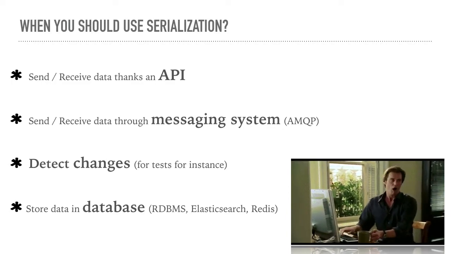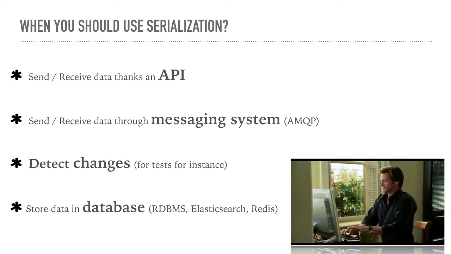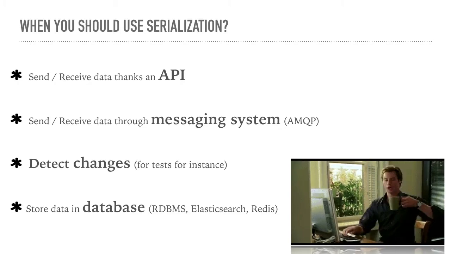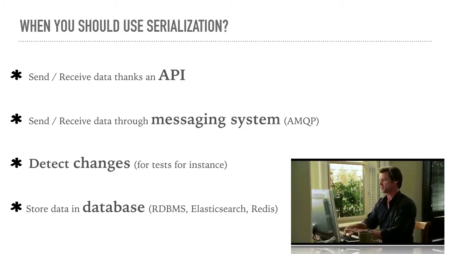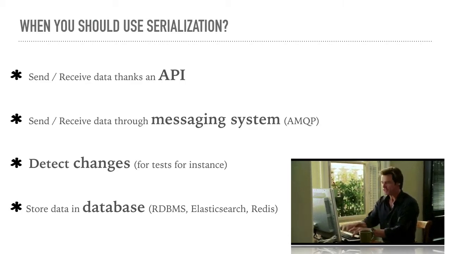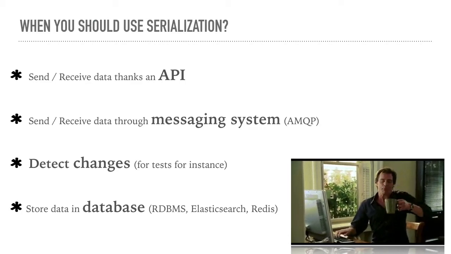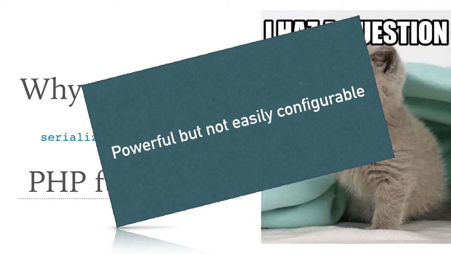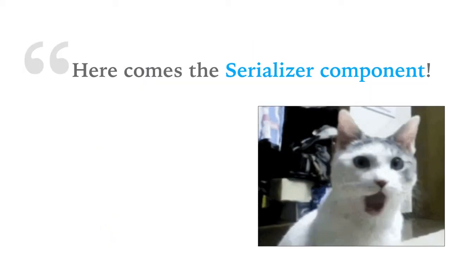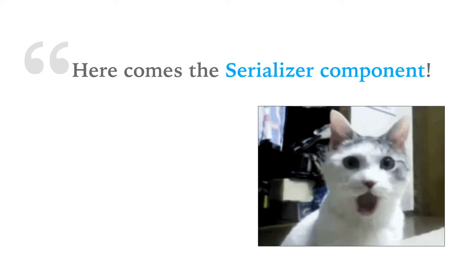Most of the time I use the first two use cases because I'm developing some APIs for my customers. And yeah, of course, you should have for all your applications some messaging system at some point. So you maybe have this question in mind, like why not use those PHP functions directly? It's basically because it's not easily configurable. And that's why we have the Serializer component.